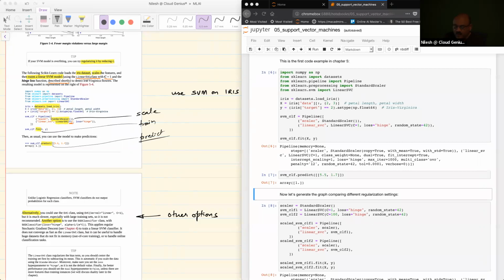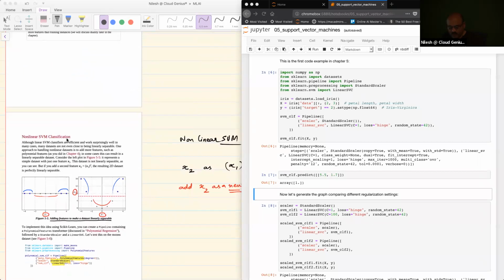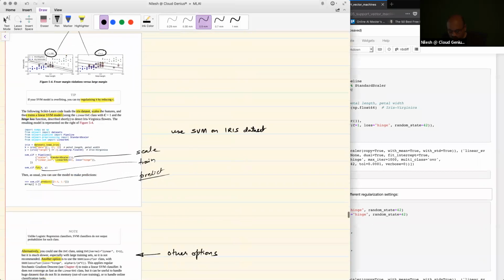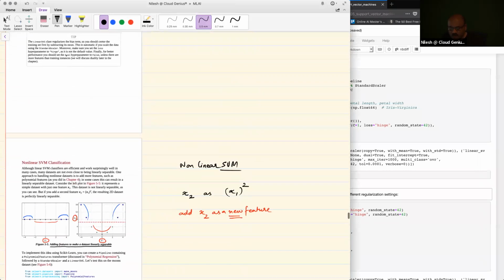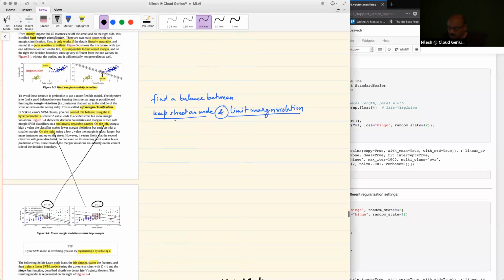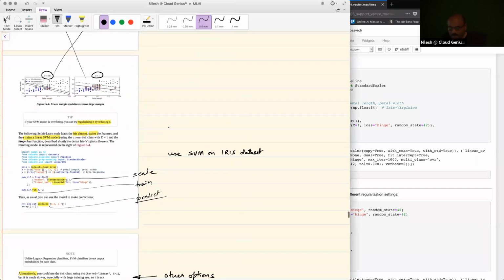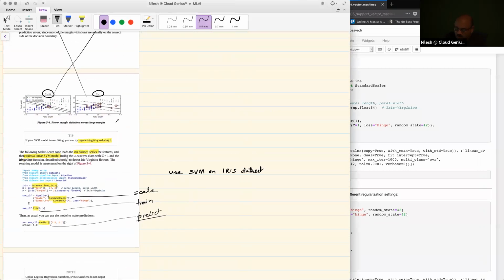described shortly to detect Virginica flowers, the resulting model is represented in figure 5.4, which is somewhere down. So I'll go to the picture again and clear this up, going down. 5.4, where's the 5.4? I think that one. That was 5.4 up. Oh, I jumped. Apparently I jumped too much. Yeah, so this is your 5.4. Okay.